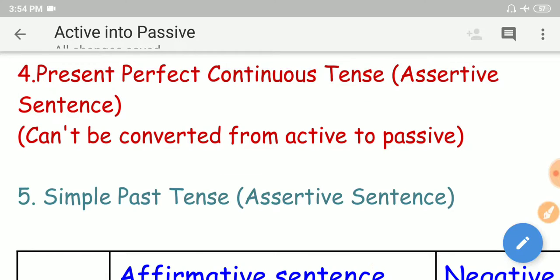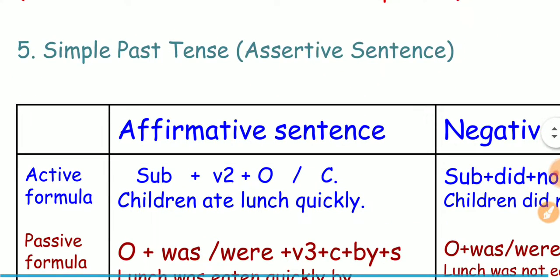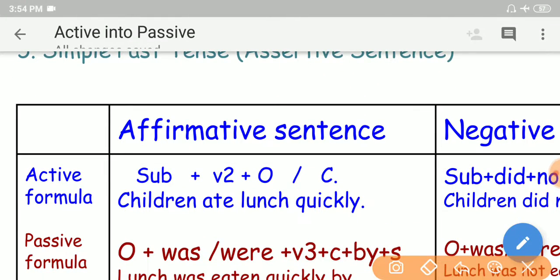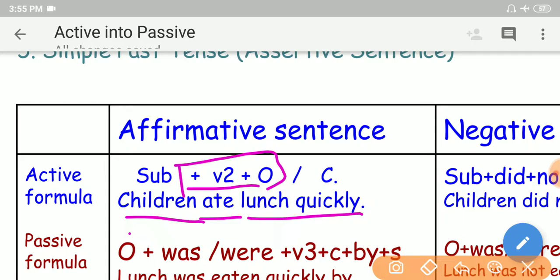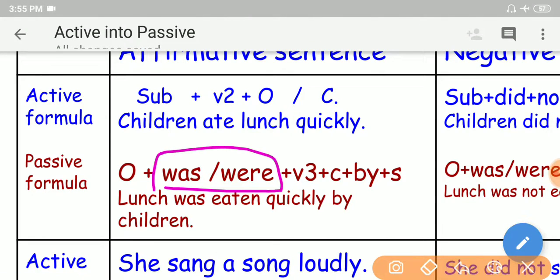Let us go with the other example, another tense, that is simple past. Simple past is also very easy. As we discussed, in simple present tense we have V1. In simple past we have V2. That's it. Children ate lunch quickly. In simple past we use was or were. In the present we use is, am, are, but in past we use was or were as to be verbs in passive voice, my dear friends.